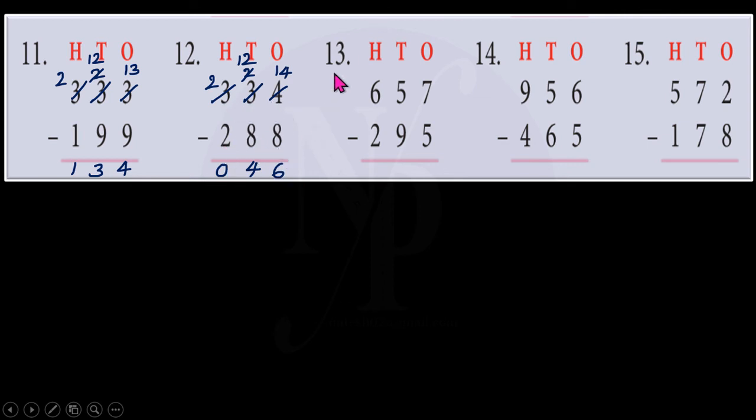Question number 13. 657 minus 295. Subtracting 5 from 7. On subtracting 5 from 7 ones, you get 2 ones. Write 2 here. And subtracting 9 tens from 5 tens is not possible. You need to regroup. Make this 500s. Borrow 100 to the tens column. And now this becomes 15 tens. Subtract 9 tens from 15 tens, you get 6 tens. And subtracting 200s from 500s, you get 300s.